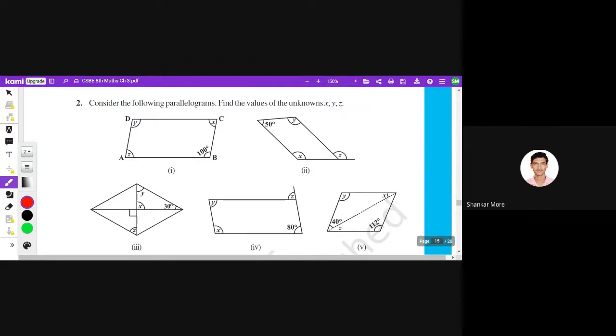X is equal to Y is equal to Z is equal to 130. That is our answer for the second figure.